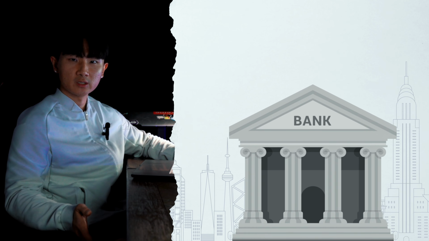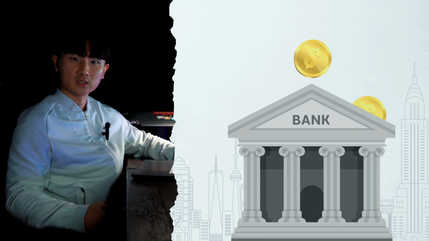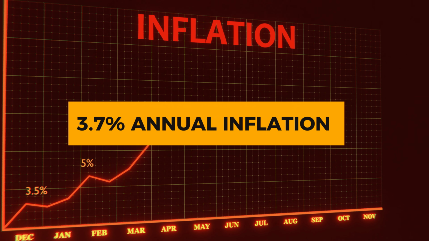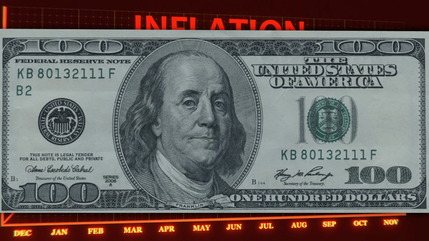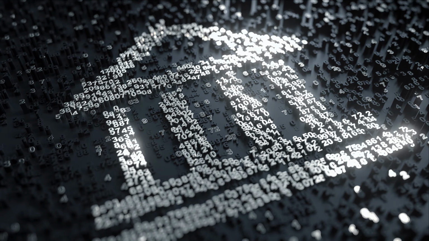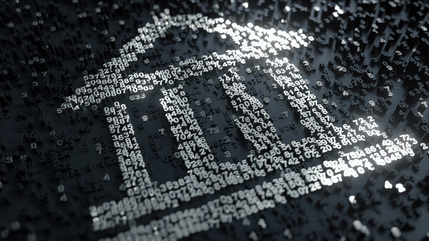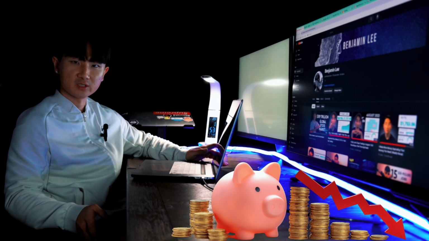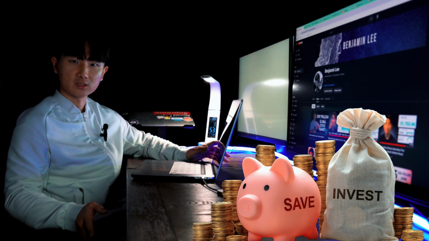When you're saving money in the bank, you're losing value because of inflation. As of now, the annual inflation rate is 3.7%. That means that if your money is not growing over 3.7%, you're losing money. The average interest rate for an average savings account in the US is 0.46%. Therefore, instead of stashing your cash in a savings account, you must learn how to invest.